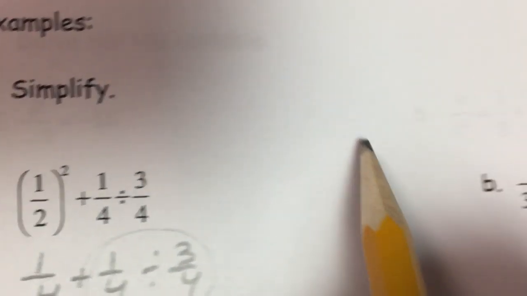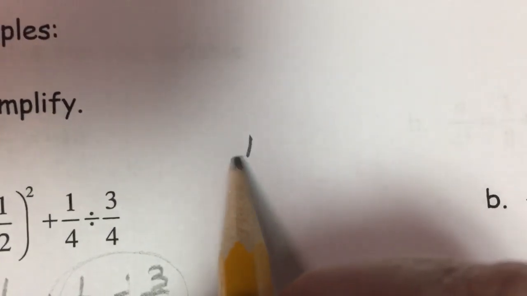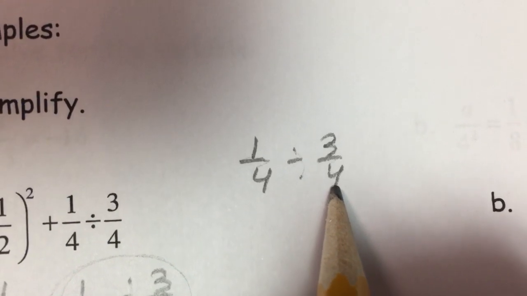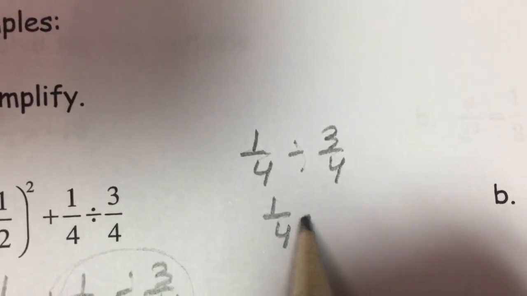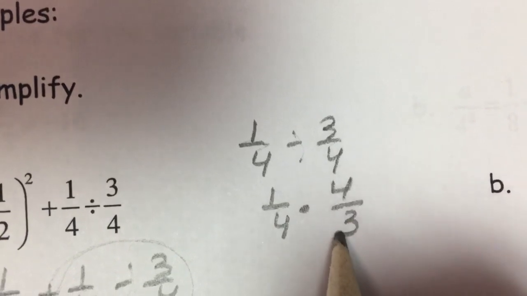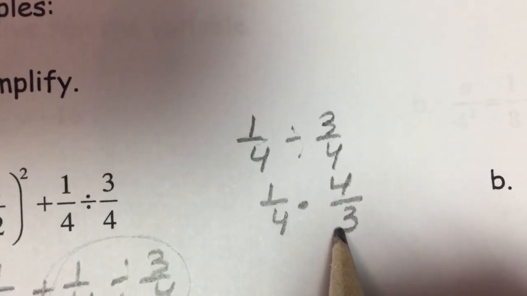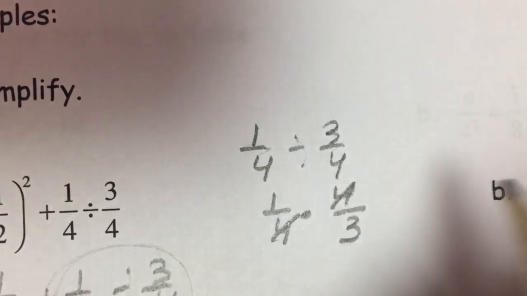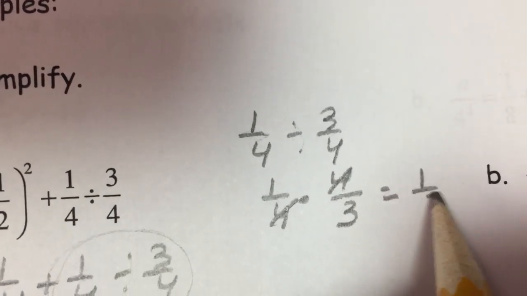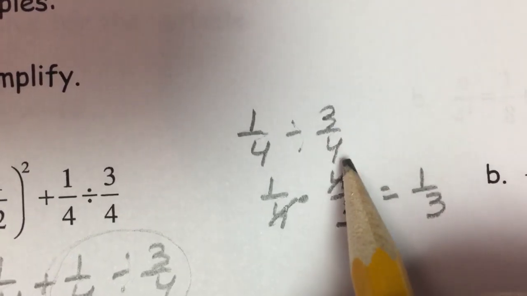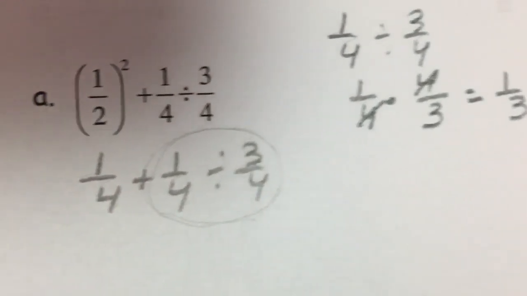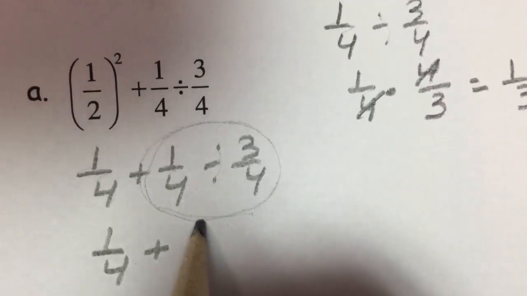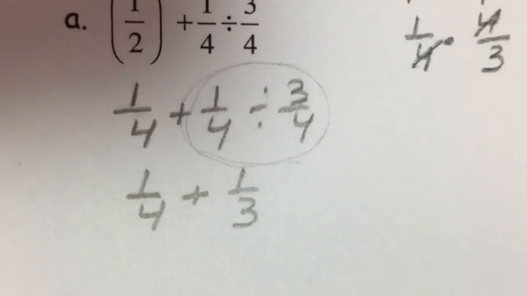So I'm just going to use a little bit of scrap up here to do it. So I'm going to do 1/4 divided by 3/4. Let's remember, how do I divide fractions? Well, I multiply by the reciprocal. And in multiplication of fractions, you can cancel. So I can cancel the 4s, which means I have 1/3. So 1/4 divided by 3/4 is 1/3. So this problem down here becomes 1/4 plus now 1/3.